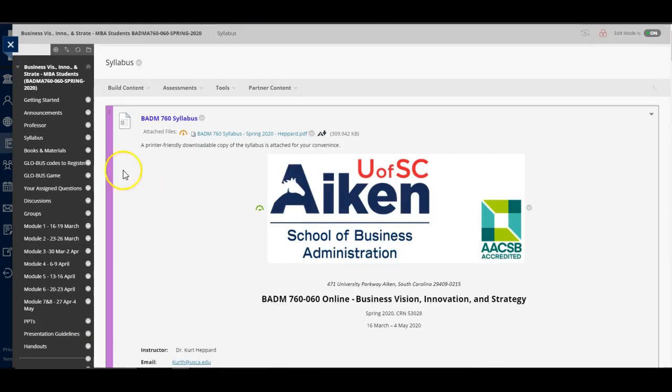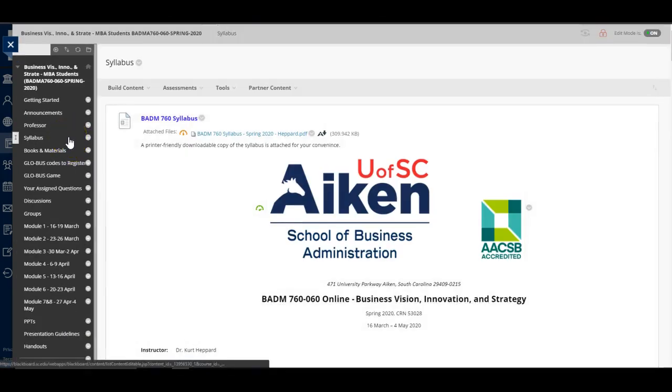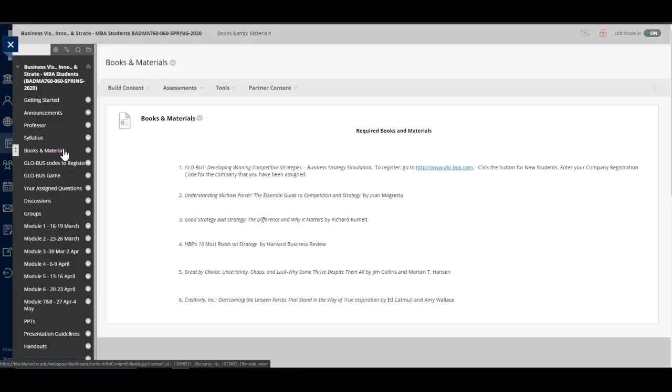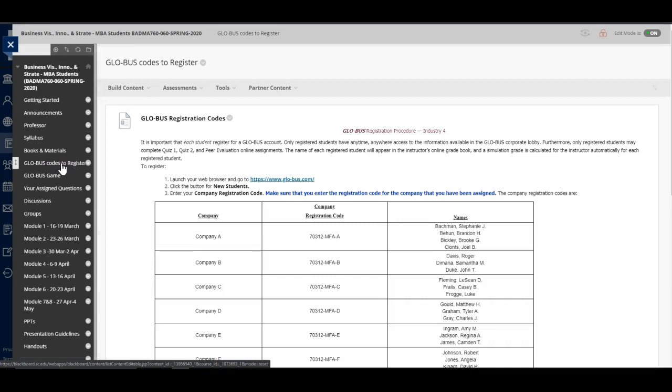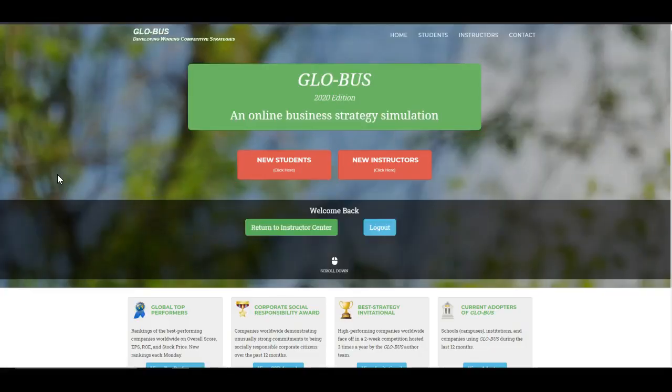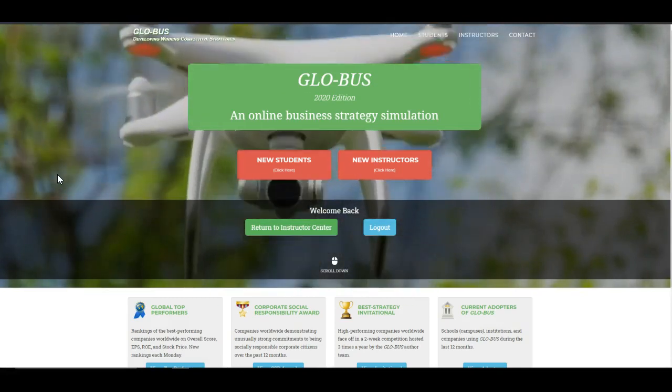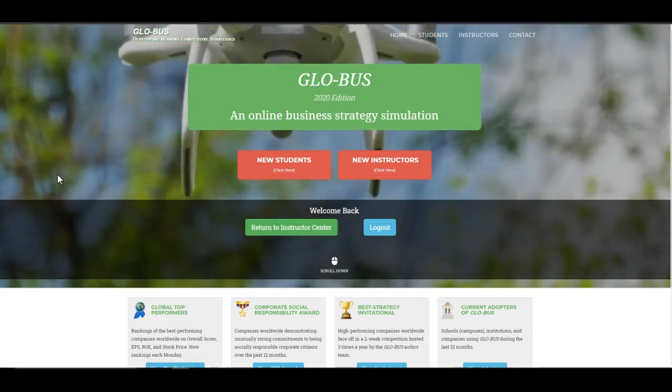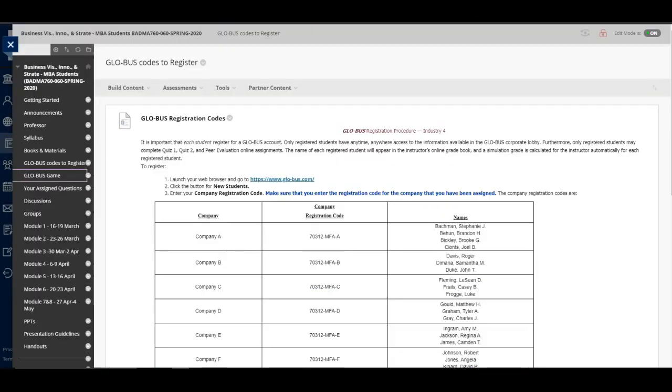As we look to the other menu items in the course on the left, you'll see books and materials. You should have received an email describing those about 10 days before the course start date. The codes to register for the game appear here. Please be sure that you choose only the registration code assigned to your company. There's a direct link to the game provided here. That's where you go to register for the game. And there's a link to your assigned questions.